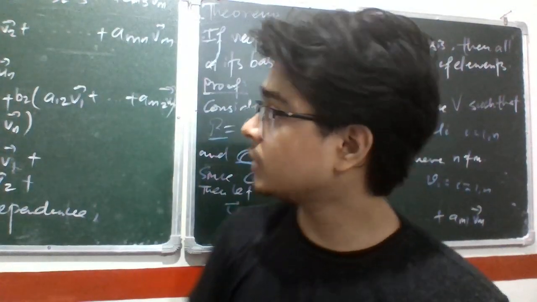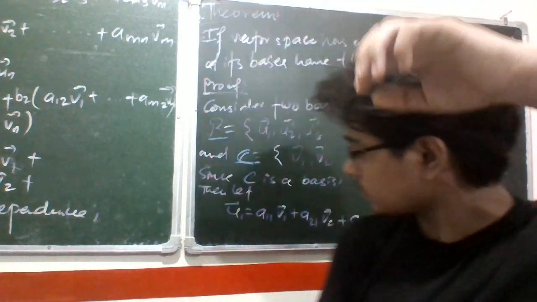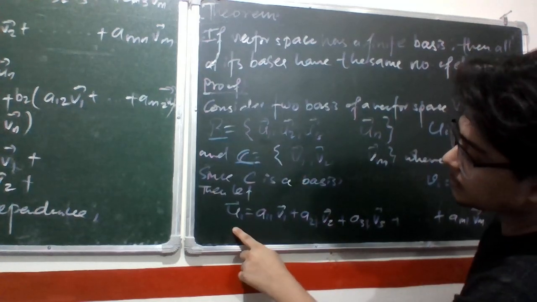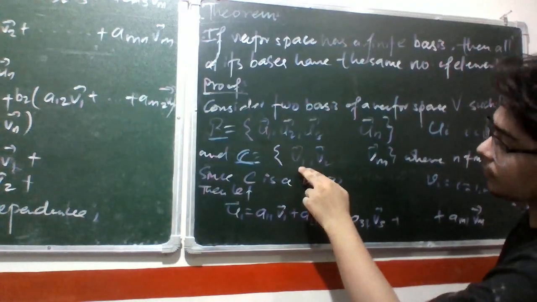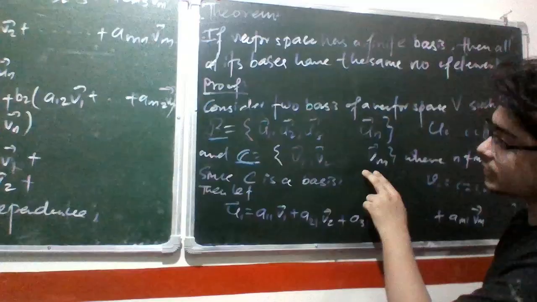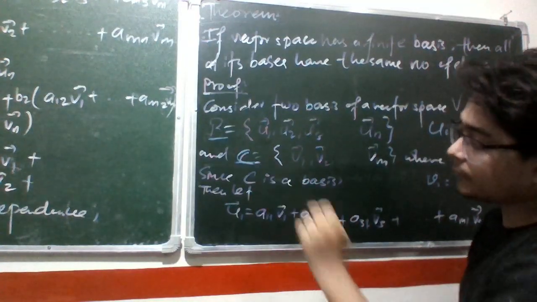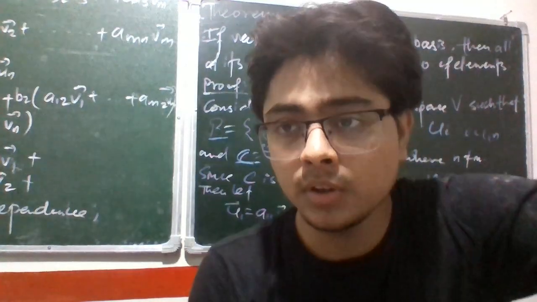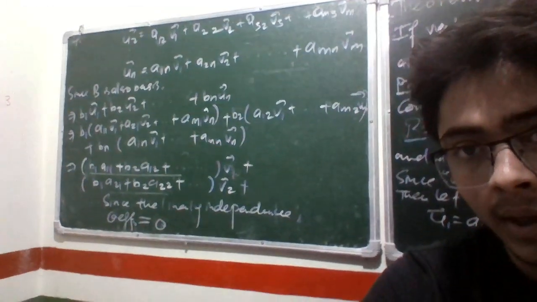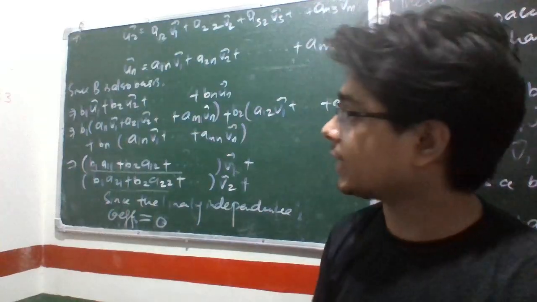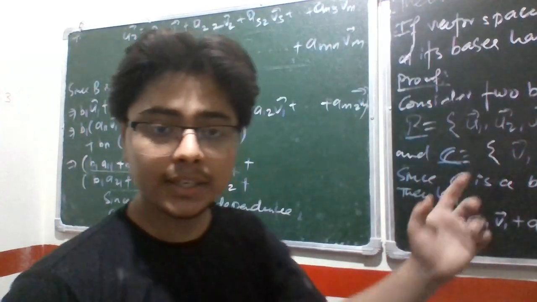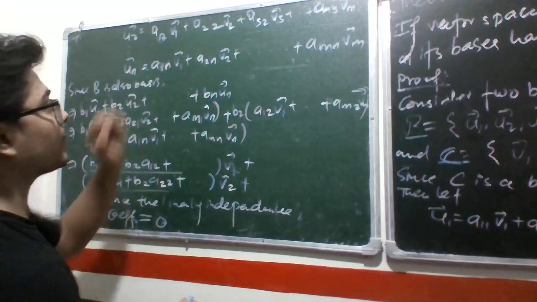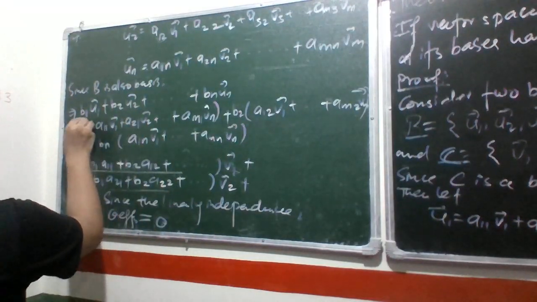So let's suppose that u1, which is a component of this basis, is a linear combination of these basis vectors. If we consider that, then we get u1, u2 up to un, and these are the linear combinations that we get. Now since B is also a basis, it must be a linear combination in U.